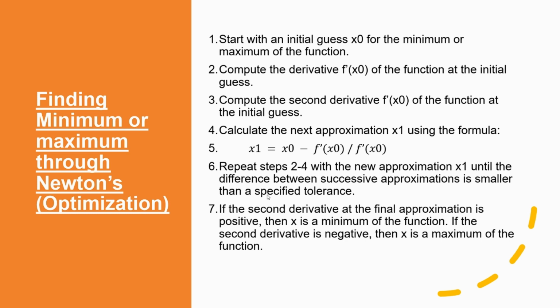If the second derivative at the final approximation is positive, then x is the minimum of the function. If the second derivative is negative, then x is the maximum of the function.